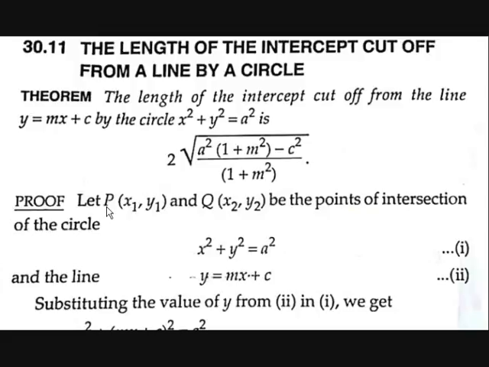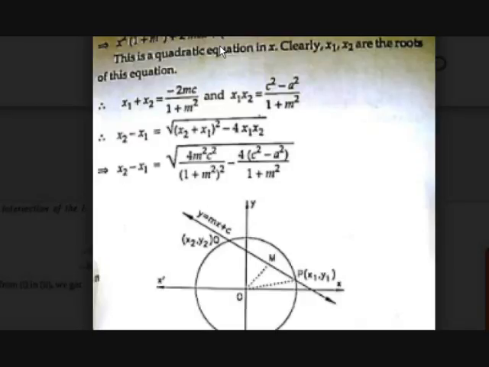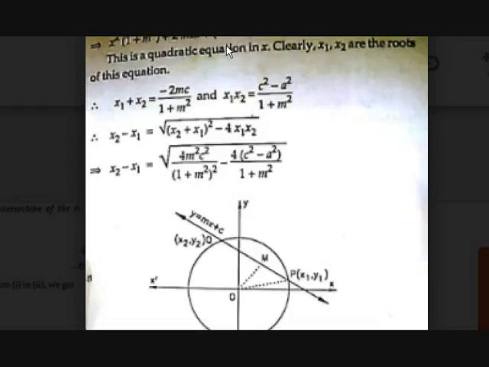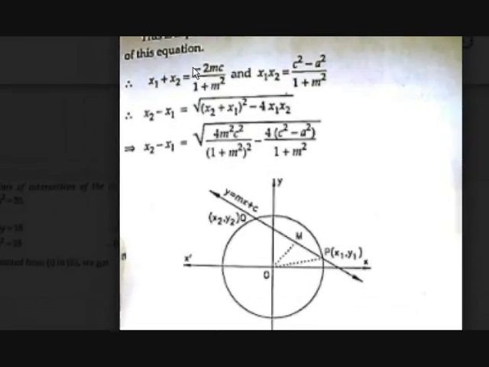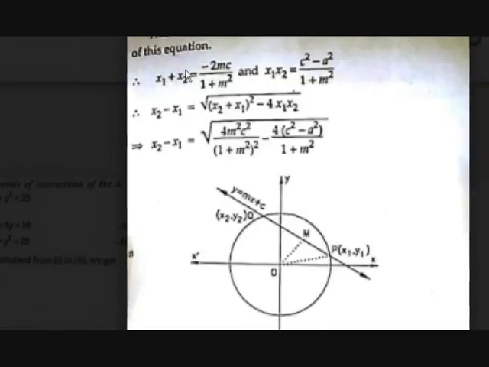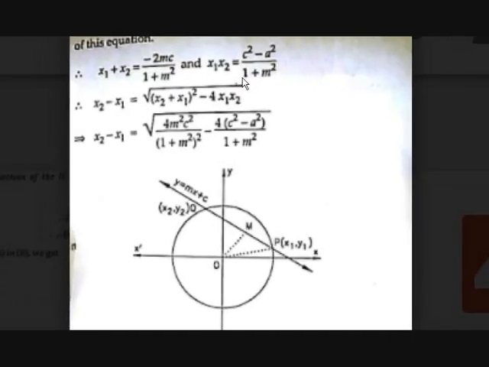Okay, as before, y is equal to mx plus c and x square plus y square is equal to a square. Substitute those values in this. If you substitute those, you will get the following equation. x square into (1 plus m square) plus 2mcx plus c square minus a square is equal to 0. This is a quadratic equation in x. So x1 and x2 are the roots of this equation. Then we know that the sum of the roots is minus b by a. So x1 plus x2 is equal to minus 2mc by (1 plus m square), and x1 x2 is c by a, so (c square minus a square) by (1 plus m square).